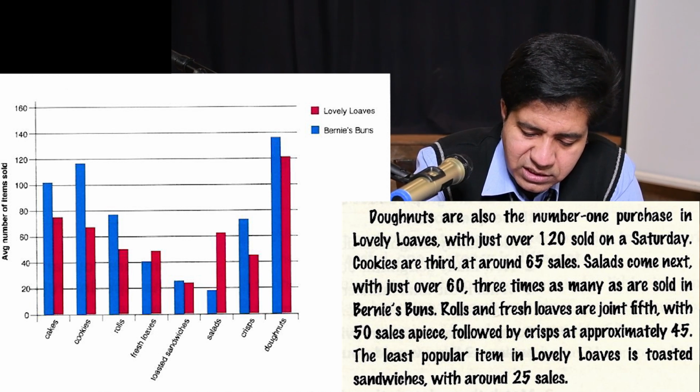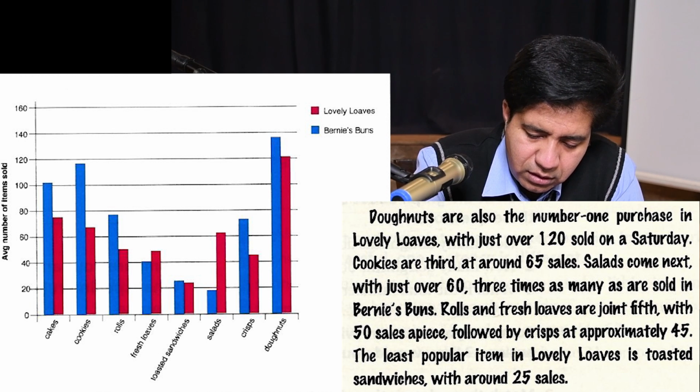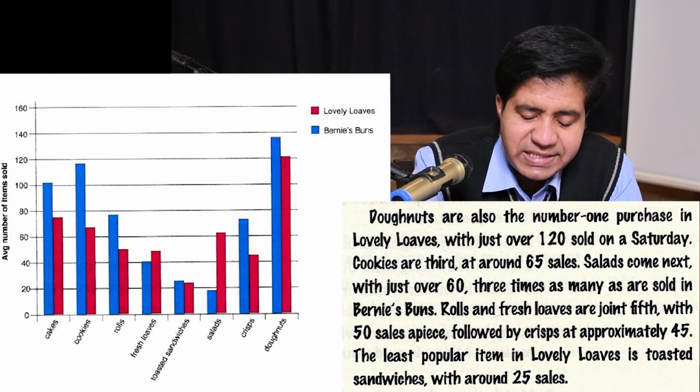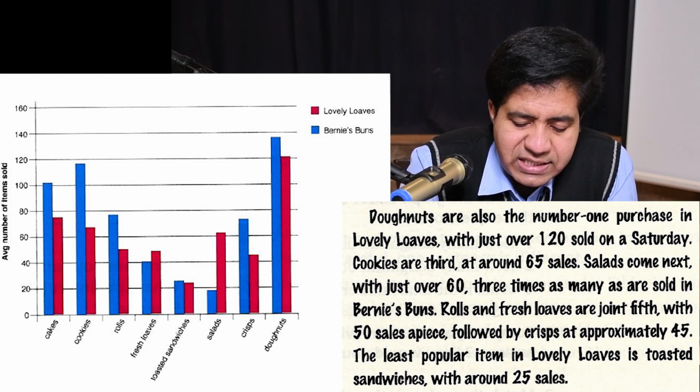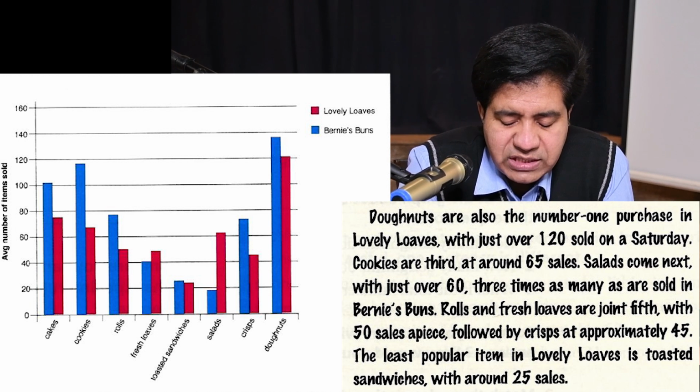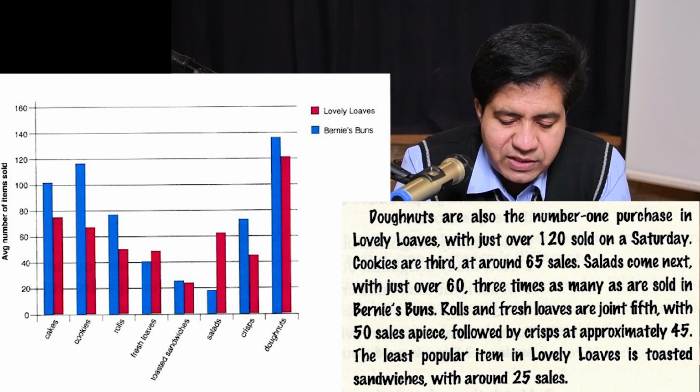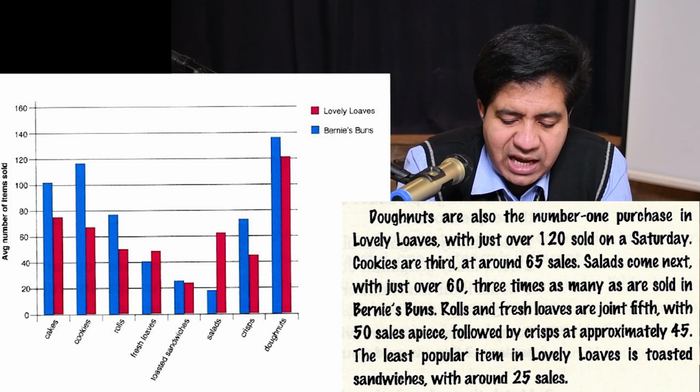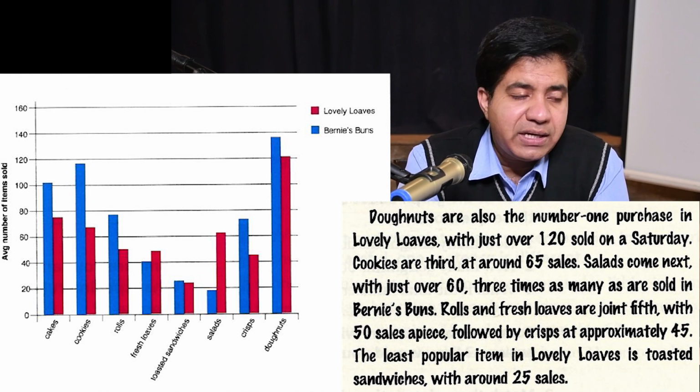Is that cookies or cakes? Cookies, exactly, that's right. So cookies are second at around 65 sales. Salads come next with just over 60, 3 times as many as are sold in Bernie's Buns.